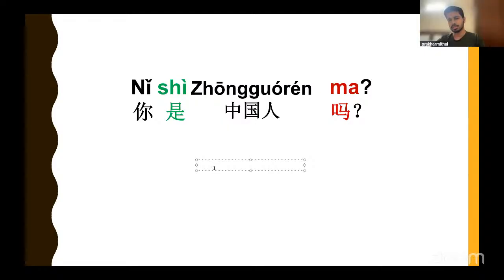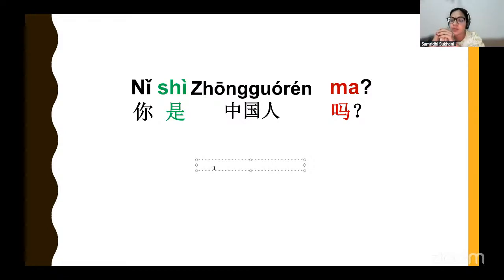Sure is. Yeah, is 是 was verb. Five English vocabs. And 你 is Chinese. Ni means you. You are Chinese. Ma. Are you Chinese? Ma stands as a question word, to ask any kind of question.